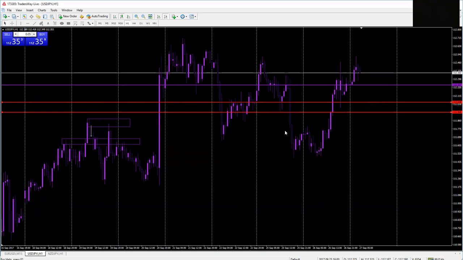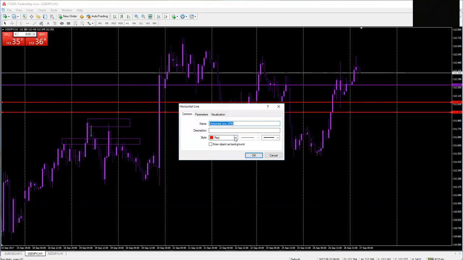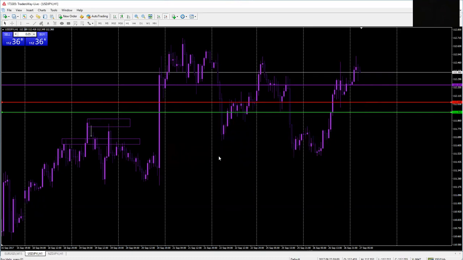Perfect. Okay, perfect. Now change that line to green because that's going to be your entry. All right. Now find the price for the buy stop, the first one that you put up. It was 112.227. All right, 22. So make that 112.32.